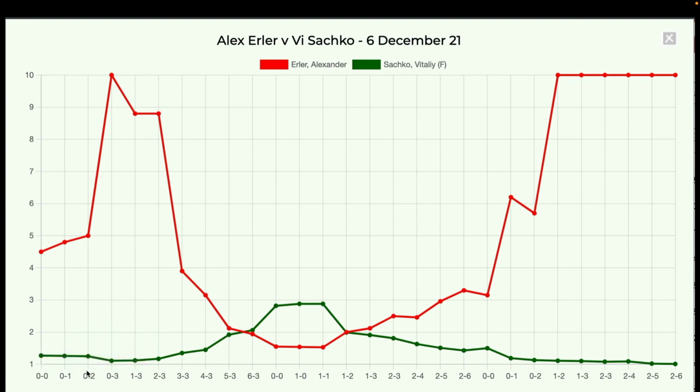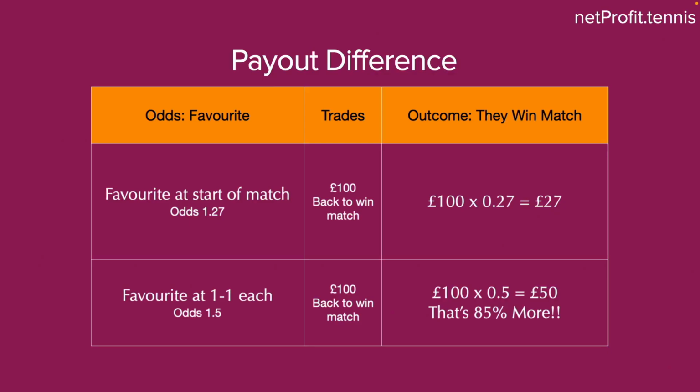They lost the 1st set, so their odds went up to 2.82, and then they won the 2nd set to level it, and their odds went to 1.5. And you can see that the difference between 1.5 and 1.27 is quite significant. And of course that matters on the payout. So let's have a look at the maths involved in whether you back that player at the beginning of the match as opposed to at 1 set all.